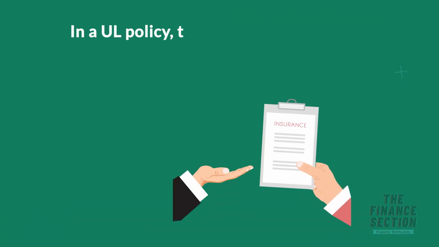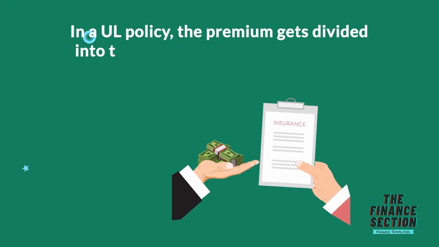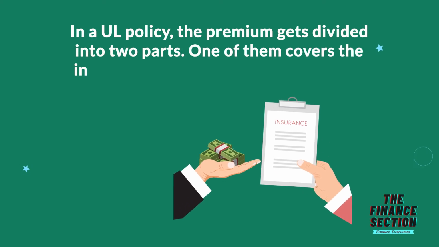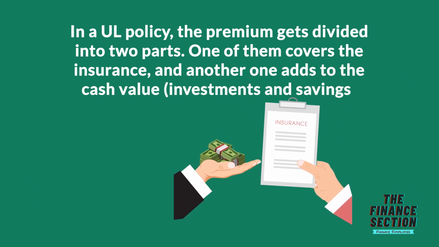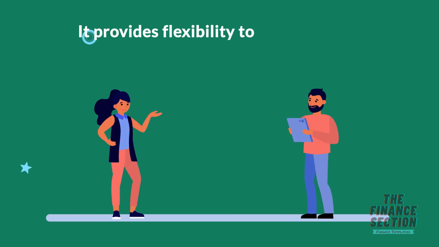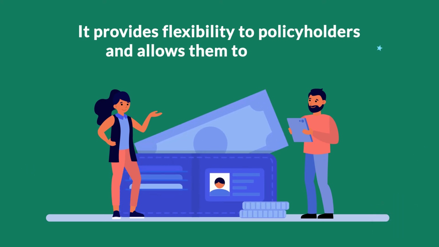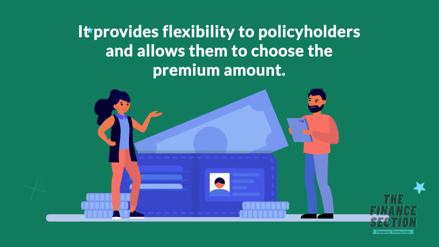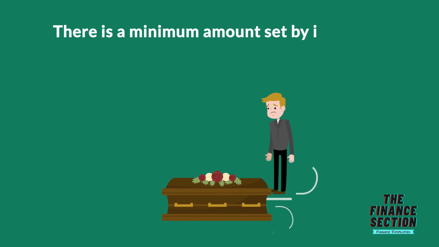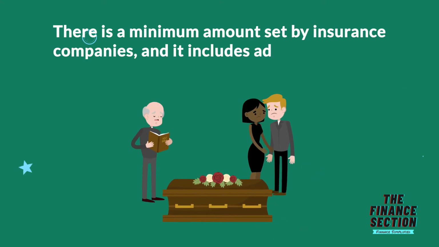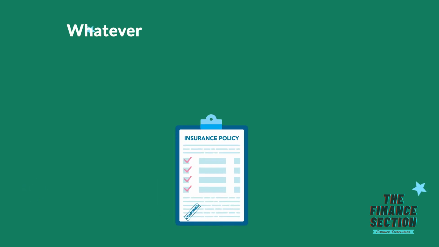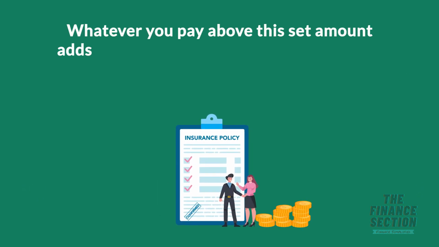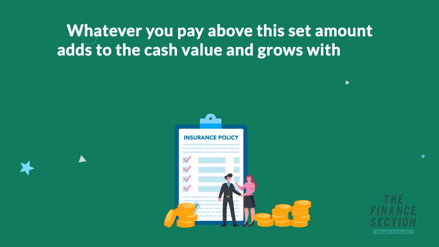In a UL policy, the premium gets divided into two parts. One of them covers the insurance, and another one adds to the cash value, investments and savings. It provides flexibility to policyholders and allows them to choose the premium amount. There is a minimum amount set by insurance companies and includes administrative fees as well as death benefit. Whatever you pay above this set amount adds to the cash value and grows with time.